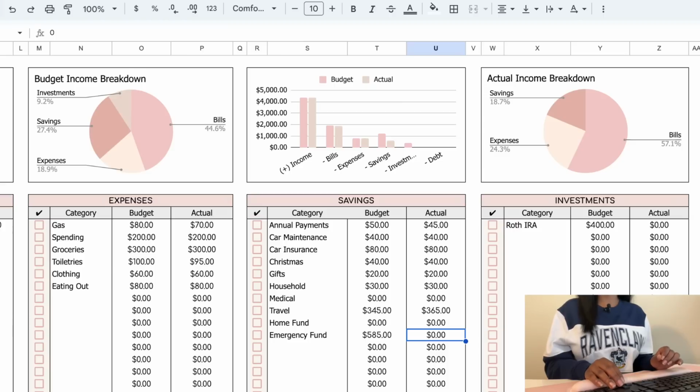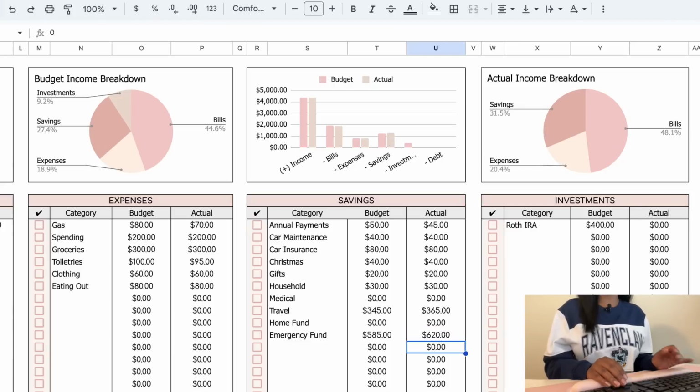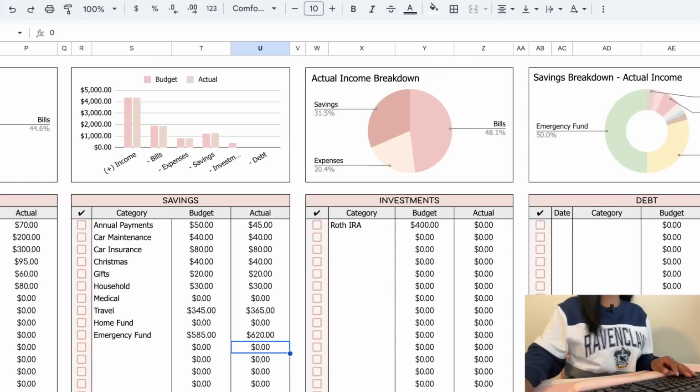And for the month, I wanted to give $585, but happy to report that I was able to give $620, so that was nice to see. But overall, for my savings, looking good there. And now we can move on to my investments.